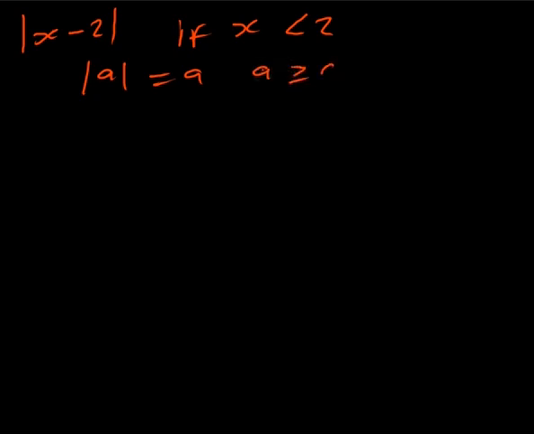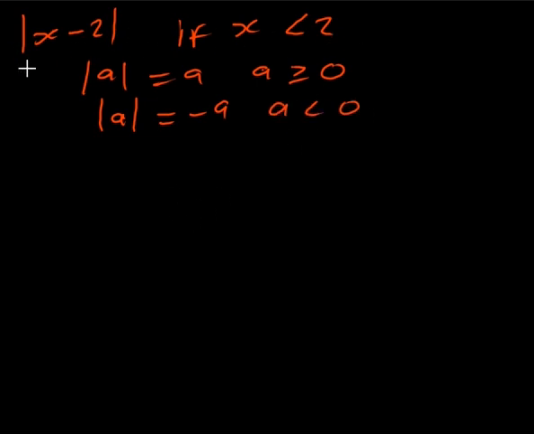So in this question, you're asked to find the absolute value of x minus 2 if x is less than 2. Now if you remember, the absolute value of A is A if A is greater than or equal to 0, and the absolute value of A is negative A if A is less than 0.